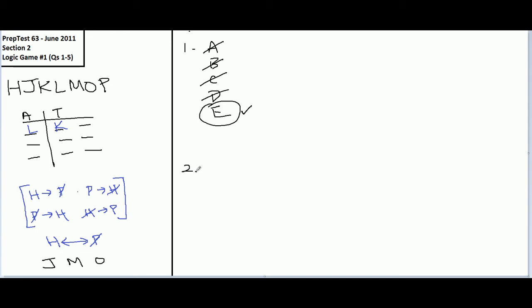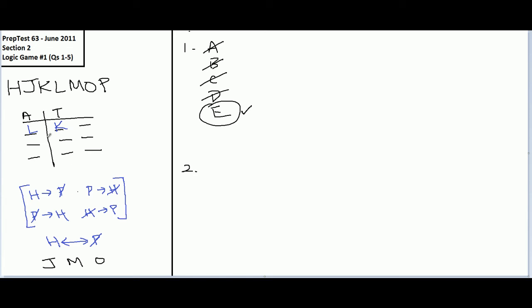Question number 2 asks us which of the following cannot be true. Well, keeping in mind that J, M, and O are free agents, meaning that they can go wherever they want, this question initially seems like it would be kind of difficult, but you also remember that we have a limited amount of slots.